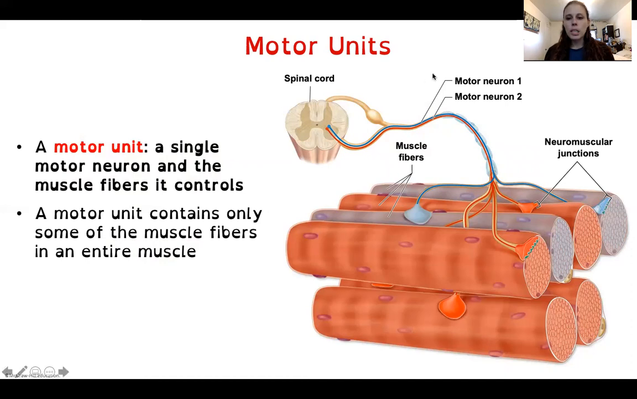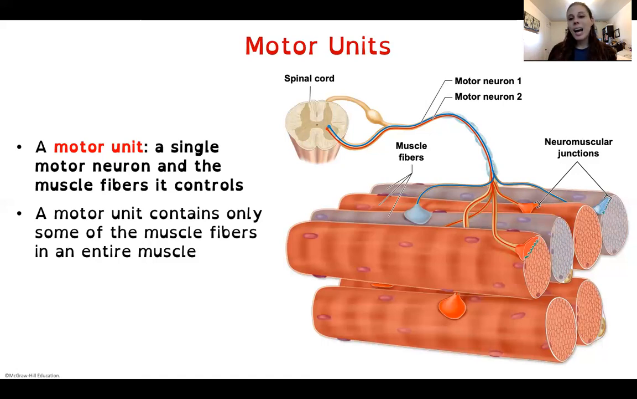Okay, so motor units. Motor units are what we collect together as one motor neuron, so a single motor neuron, and all the fibers that it controls. So one motor neuron can control multiple fibers. Within one fiber, though, there is only one connection with the motor neuron, so only one neuromuscular junction per muscle fiber. But one motor neuron can innervate multiple muscle fibers, okay? So a motor unit is one single motor neuron and all the muscle fibers that it innervates.